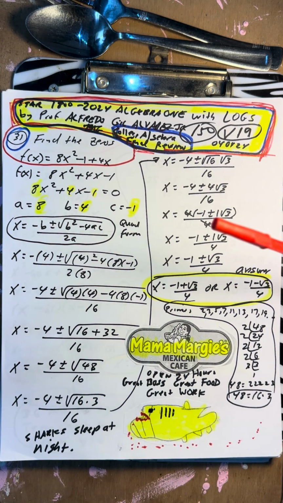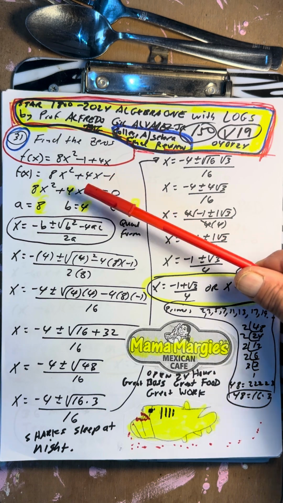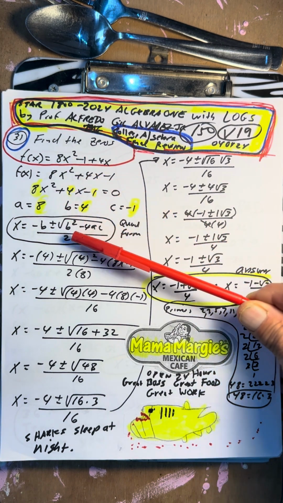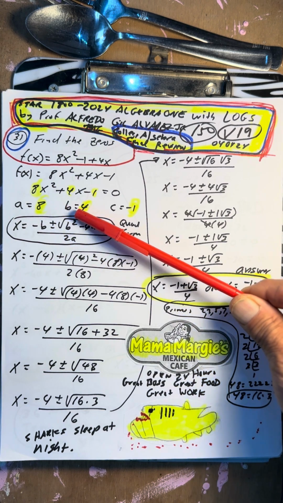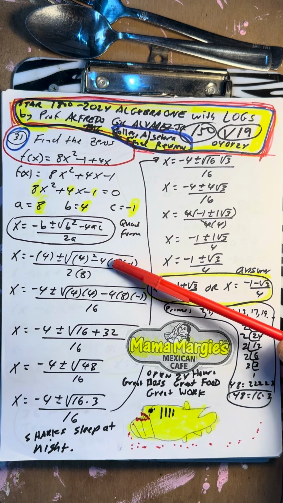All right, to solve, find the zeros of this. We need to rewrite it first: 8x squared plus 4x minus 1. The coefficients are 8, 4, and negative 1. Put them in the quadratic formula. It's right here. Put the 8, 4, and negative 1 in there. So B is 4, and then A and C right there.